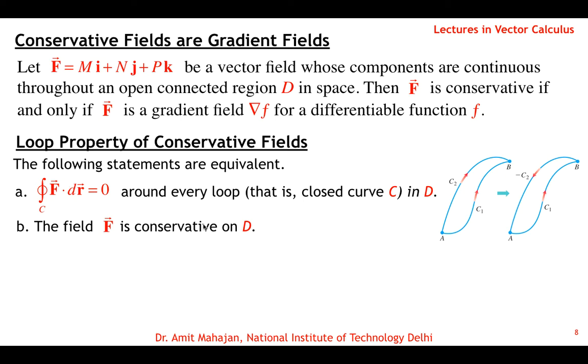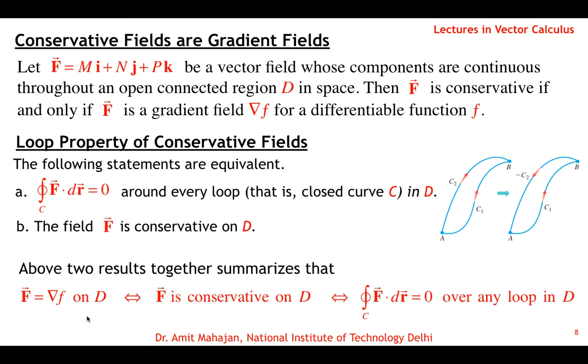So these three can be combined to say that if one of them is true, then all three are true. If the field is a gradient field on the domain, then the field has to be conservative, and if the field is conservative, then the integral over any closed loop must be 0. Okay, and the converse.